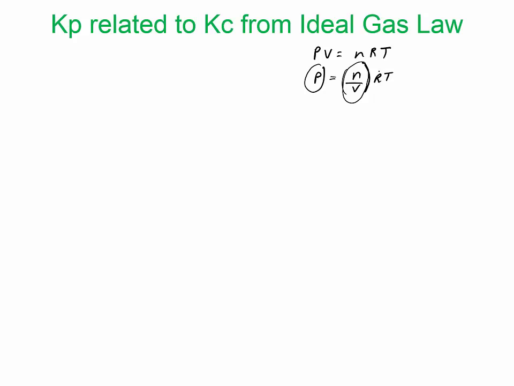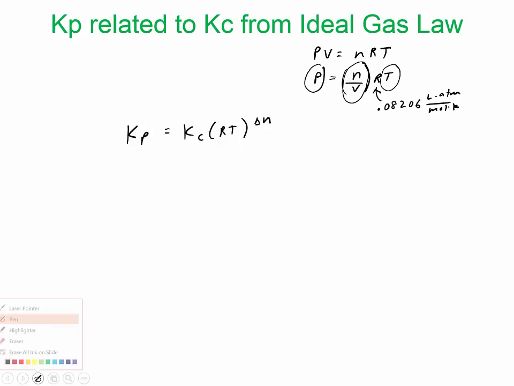And we see that pressure is directly related to the concentration. So we should be able to convert, but we just need to know what temperature the K value is being measured at. And then R will be our typical gas constant, 0.08206 liter atmosphere per mole kelvin. But as you know, K values don't have units, so that's not going to be too important. So here's the formula.